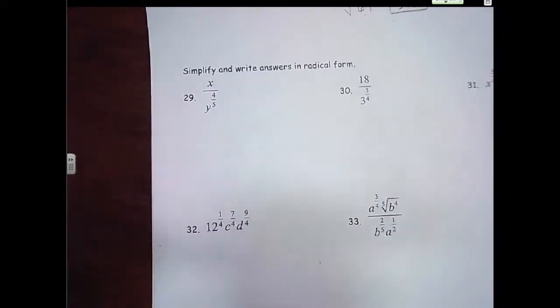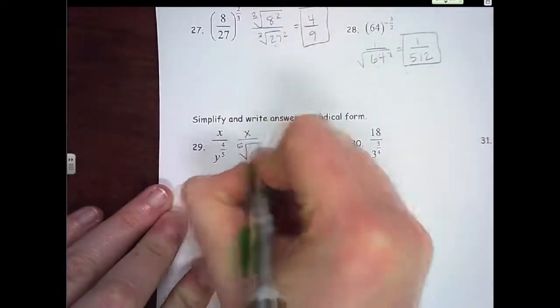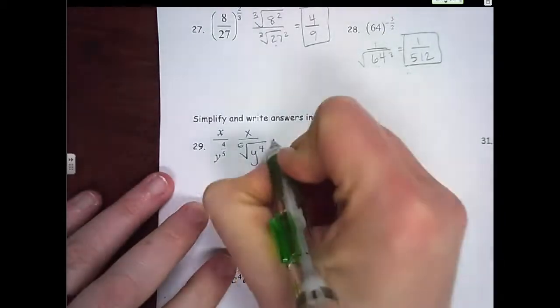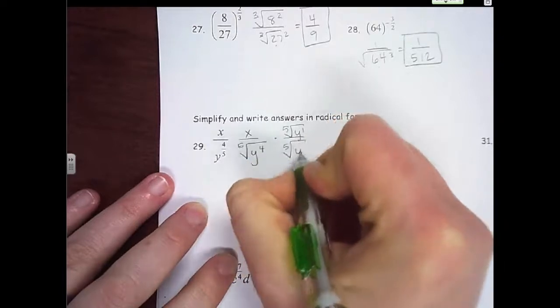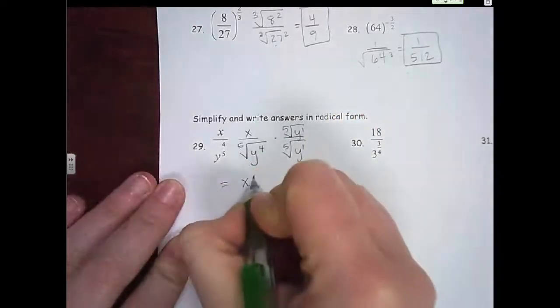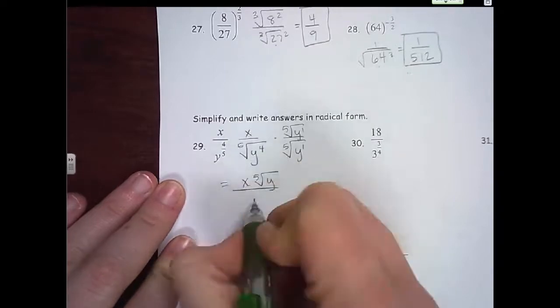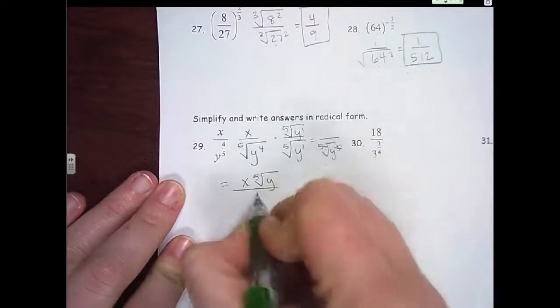29. A lot of you still miss these on the quiz. Change this to radical form, so x over. So I need one more, so I'm going to multiply by just the fifth root of y. So I get x fifth root y over, on the bottom here, this becomes fifth root y to the 5. So when I divide, I just get y.